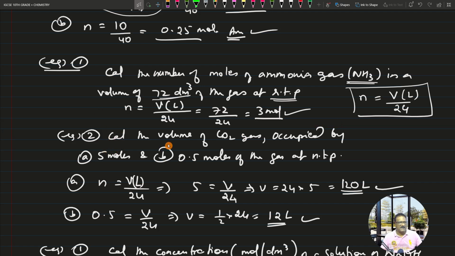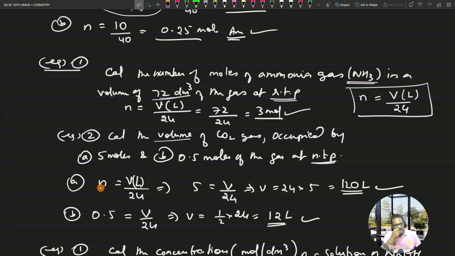Next is calculate the volume of carbon dioxide gas occupied by 5 moles and 0.5 moles of the gas at NTP. Now NTP, RTP are all one and the same. NTP is normal temperature and pressure. Okay. Not the same, but RTP is room temperature pressure, NTP is normal temperature pressure. Okay. So when the gas is at normal temperature and pressure, calculate the volume of carbon dioxide gas when it is 5 moles, okay?